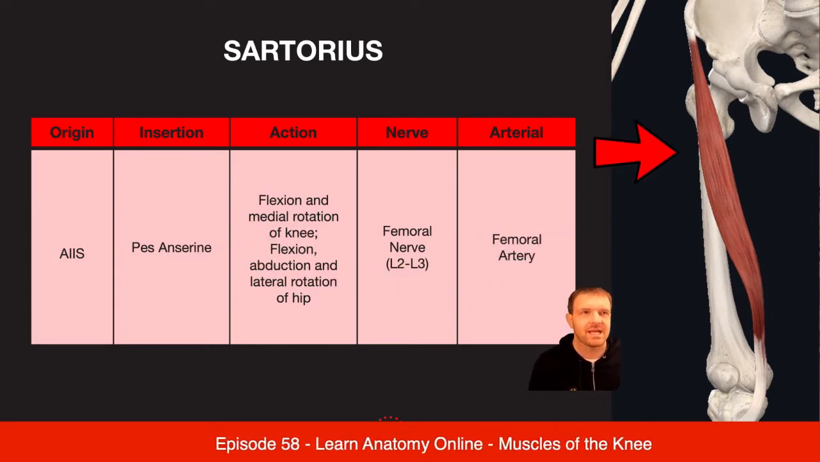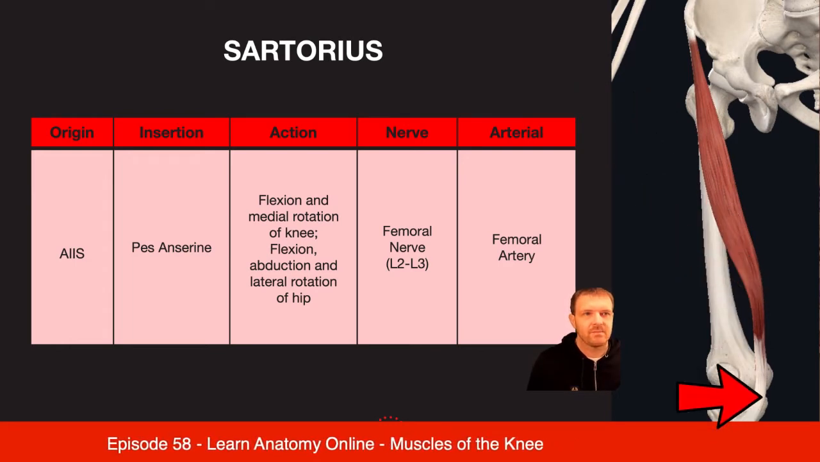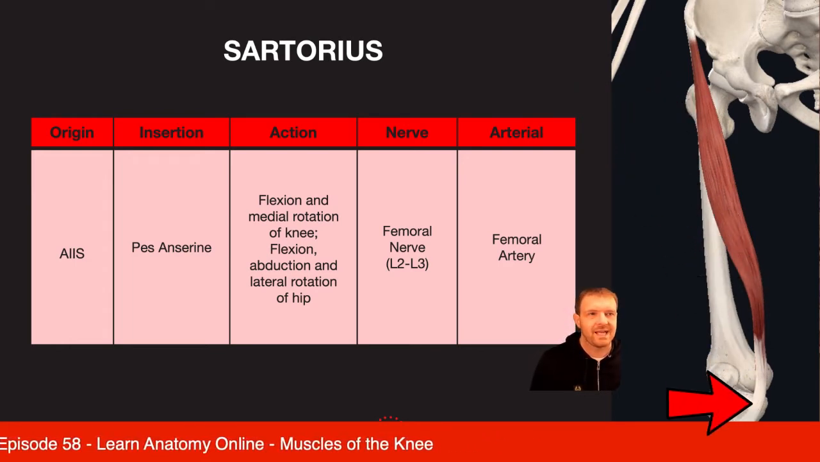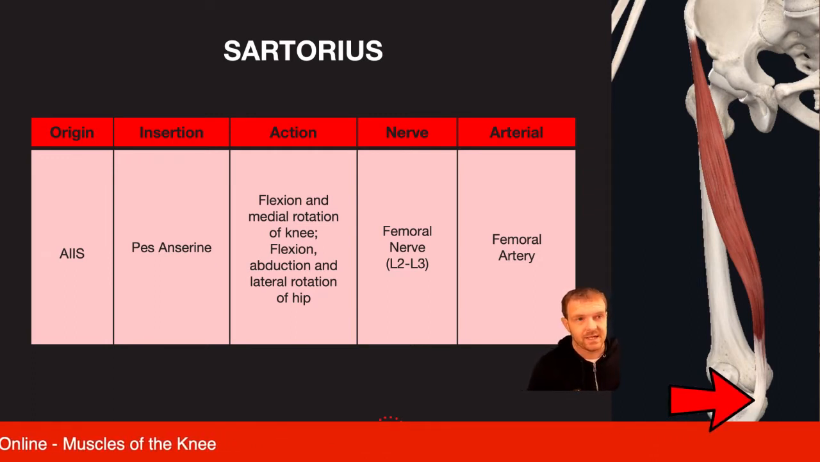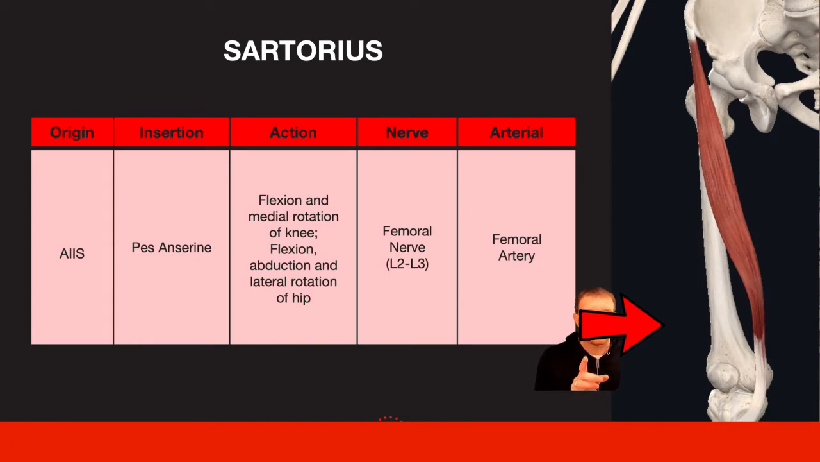That's why it's given that name. So we've got this really big muscle that crosses over the knee here and then attaches down just on the inside of your tibia. And there's a couple of other muscles as well that attach into there. But what we'll do is we'll add those in as we go through.